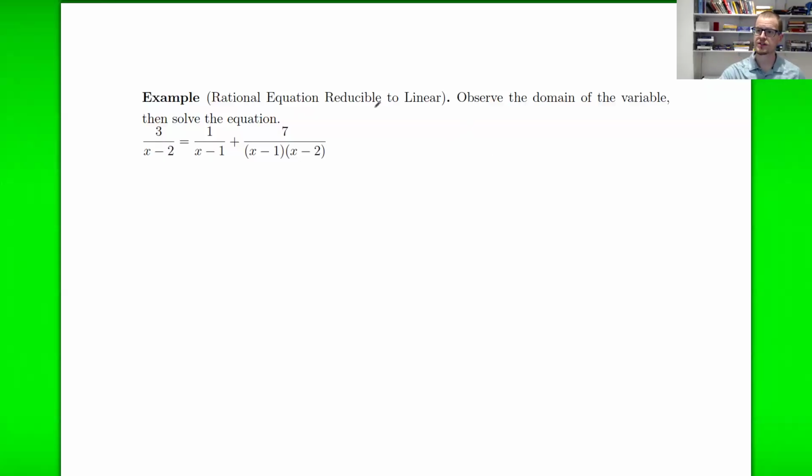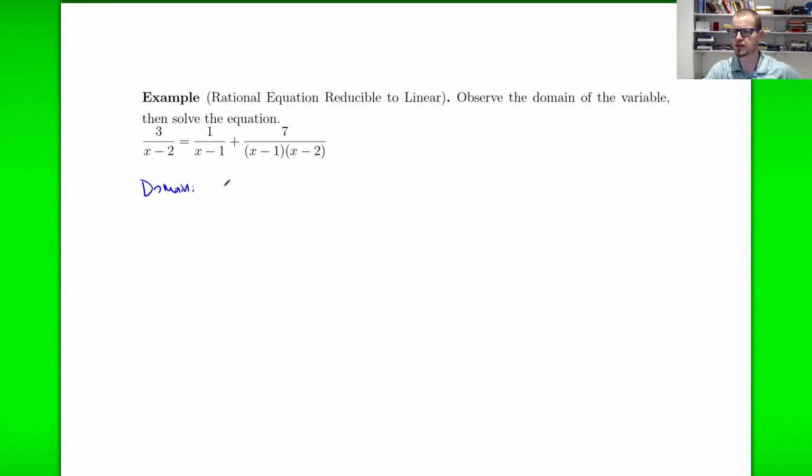Welcome. We'd like to consider solving a rational equation that is reducible to a linear equation. We want to begin by observing that we don't want to divide by zero. So we're going to consider the domain of the variable. So we'll say domain. And in particular, we're interested in things that we don't want, right? I can plug in almost anything I want. I don't want to list all of those things.